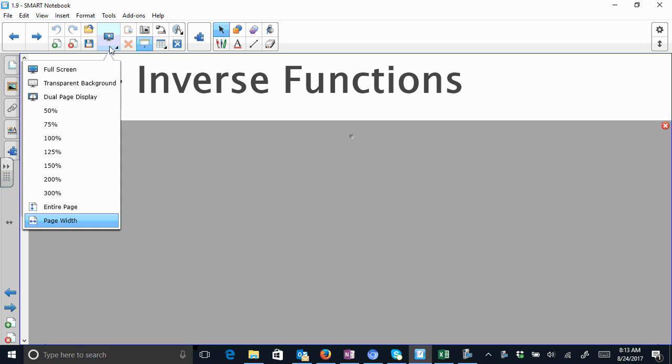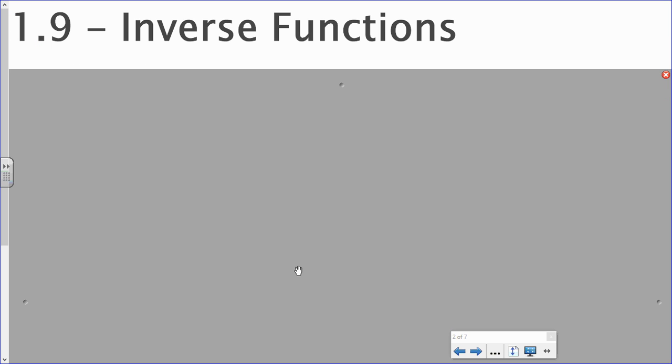Okay, so today we're going to talk about inverse functions. Like I said, this is our last section in chapter 9. Ooh, get excited.